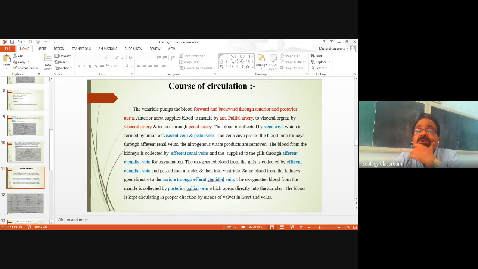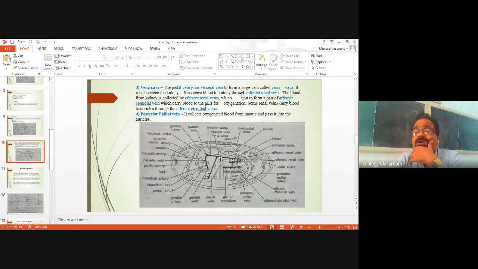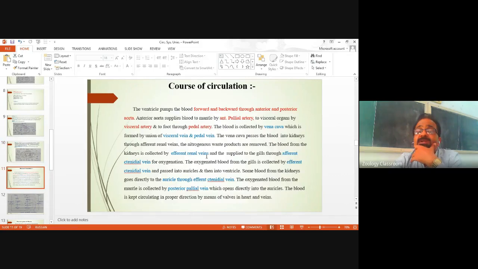Into the kidneys through the afferent renal veins. The nitrogen waste products are removed. The blood from the kidney is collected by the efferent renal veins. As I have mentioned, they supply blood to the kidneys through the afferent renal vessels. The nitrogen waste products are removed in the kidney. Blood from the kidney is again collected by the efferent renal veins. So the efferent renal veins collect and supply blood to the gills through the afferent pterygial vein.